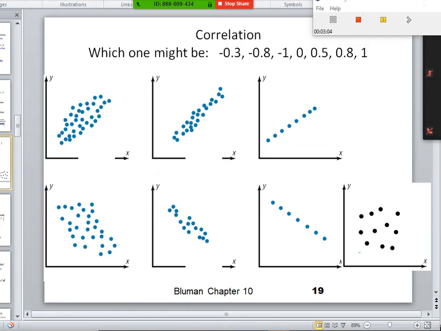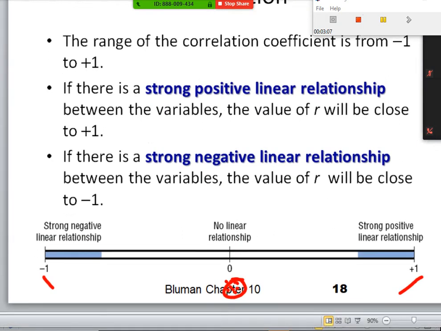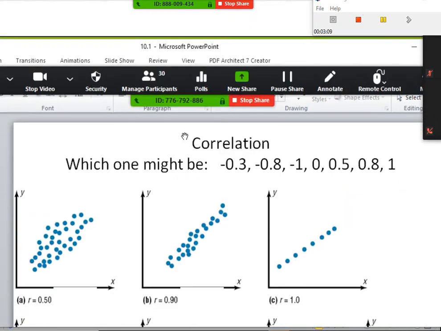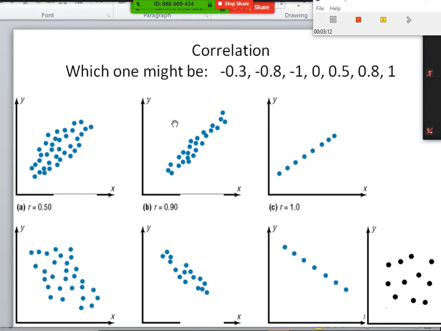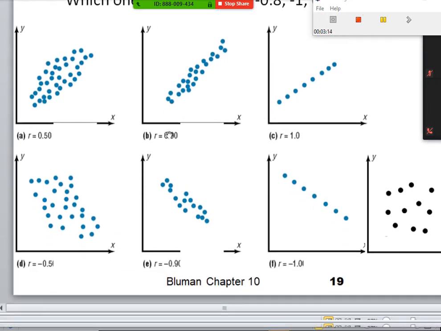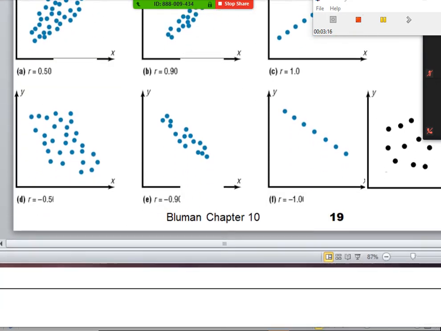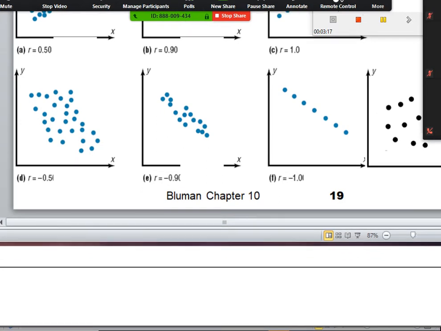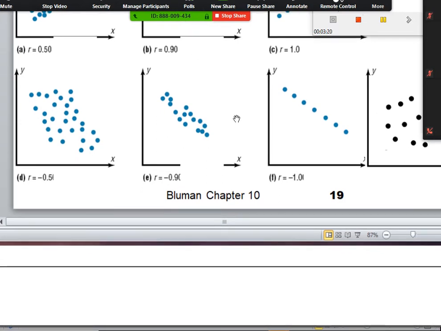Where's my little thing? Oops, not there. It's the next one. Darn it. I'll move this down so I can do it faster. Sorry. There we go.